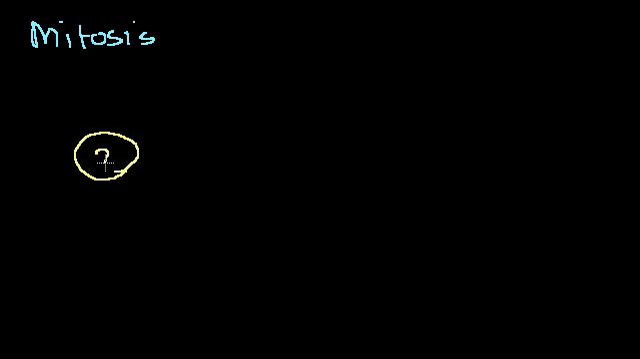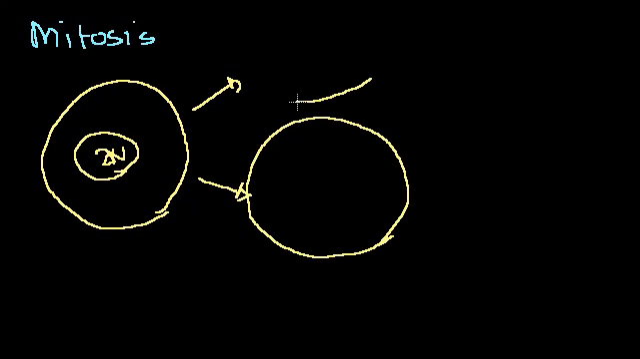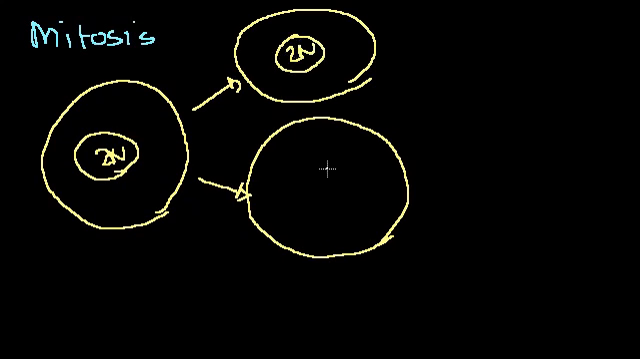In its most popular sense, when people talk about mitosis, they're referring to a diploid cell. A diploid just means it has its full complement of chromosomes, so it has 2n chromosomes. That's the nucleus, and this is the whole cell. Most people are saying the cell itself replicates into two diploid cells, each with a full complement of 2n chromosomes.